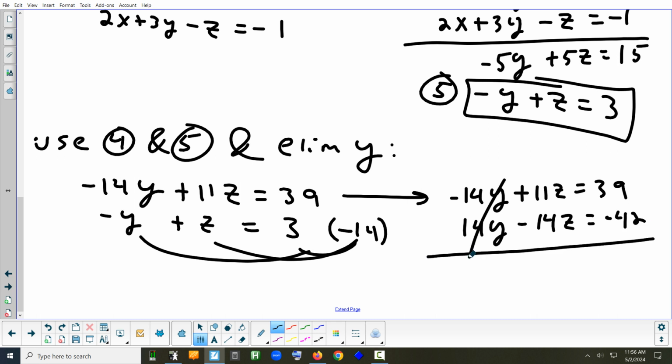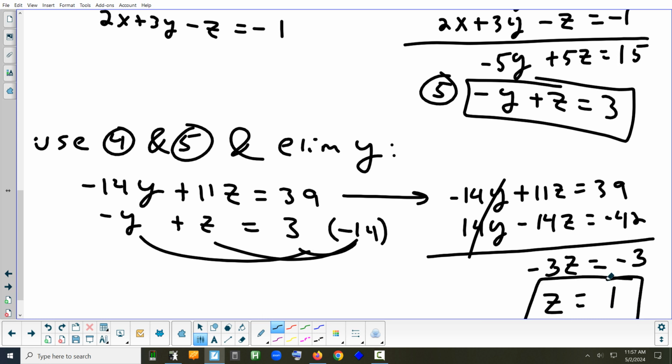Okay, so add those up. Y's are gone. Rory, what do I get for my z's? Negative 3. So negative 3z. And 39 minus 42. Negative 3. Yep, negative 3. Okay. So now we're going to have our first answer, but even though it's only the first answer, we're like 90% done. What's z going to be? 1. Z is 1.